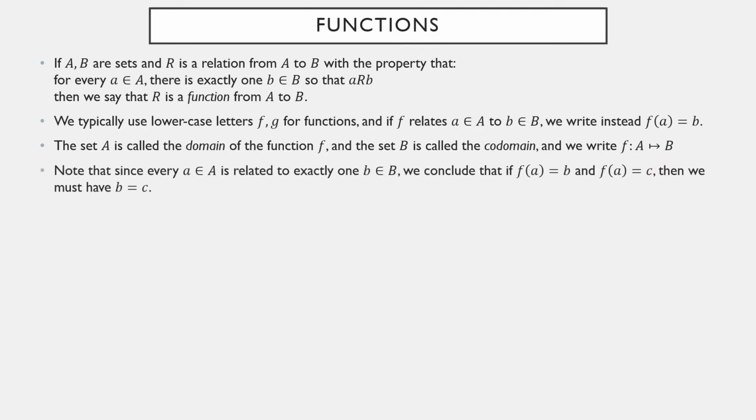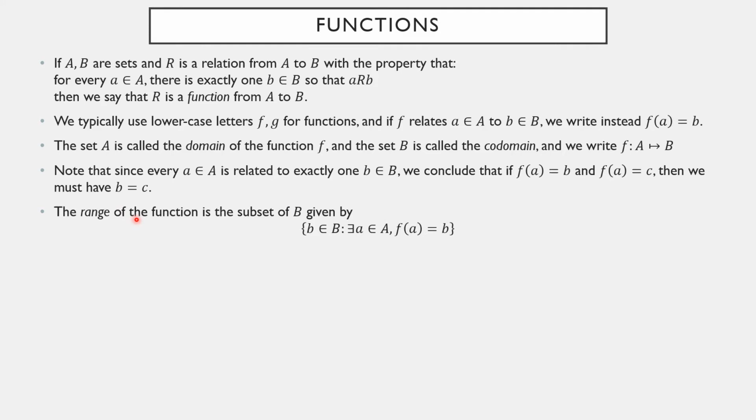So notice that since every A is related to exactly one element of B, if f of A equals B and f of A equals C, then A is related to B and A is related to C, but A was only related to one thing, so B and C must be equal. That's really what justifies using the equal sign here.